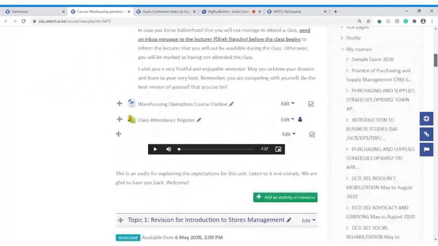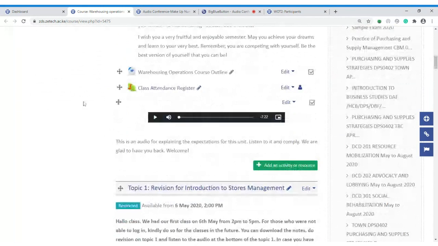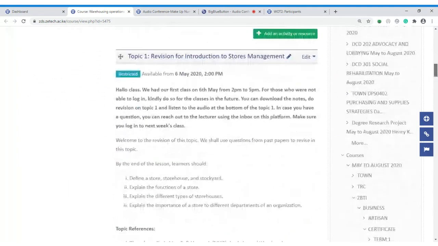Just after that, okay, I have taken the class attendance registers. I really don't need to show you that because up to week 6 there was 0 attendance, but I will take the class attendance just now so that you see how I usually do it. Revision for introduction to store management.